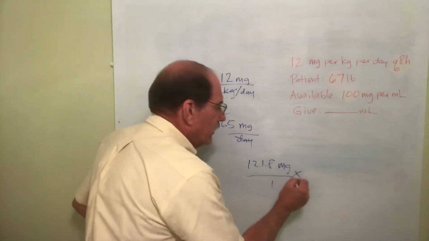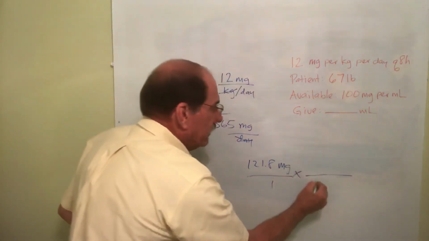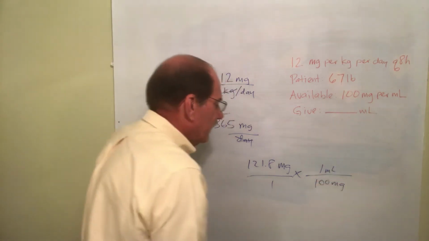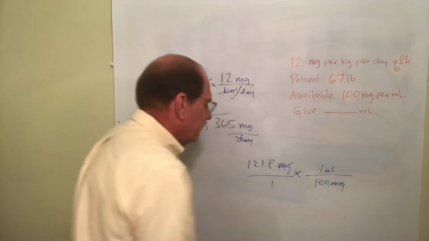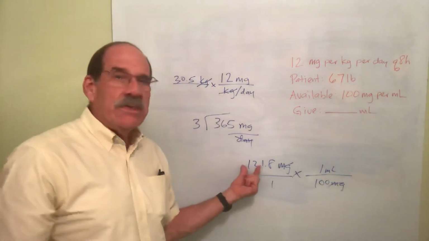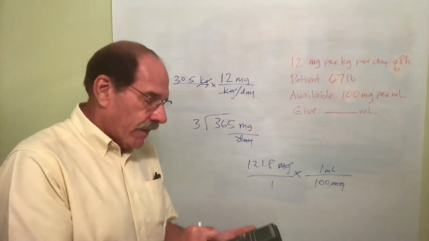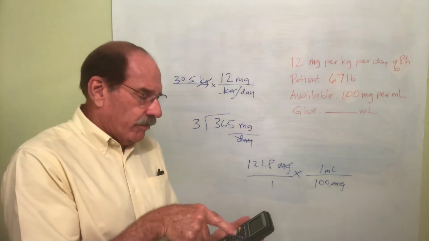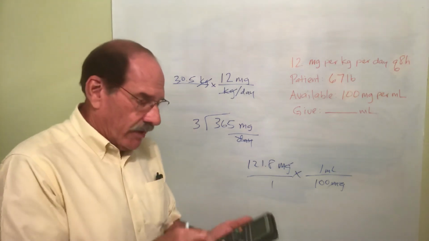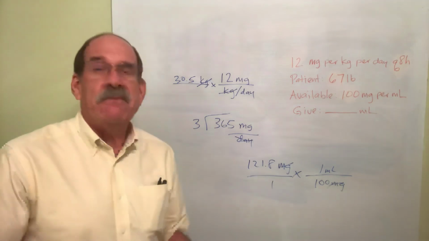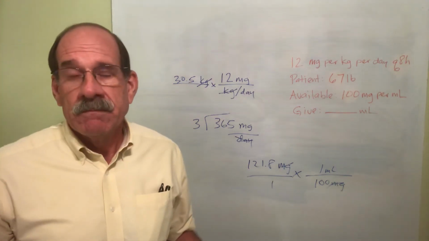Let's now do a dosage calculation. I've got 100 milligrams in every milliliter. This cancels this. Well, again, don't use this rounded off number. Use the one you've got here. So it says 121.818 blah, blah, blah. Now we divide that by 100. And the final answer you round off.